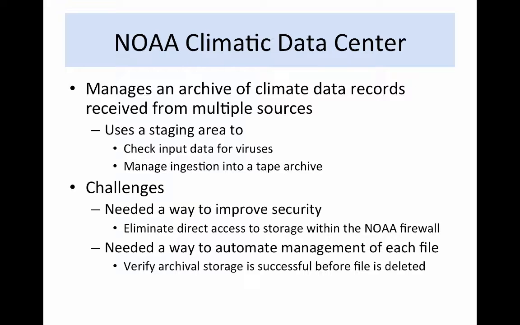Typical tasks include checking that climate records that are sent to NCDC do not have viruses, that the source is a registered data provider, and that data formats are appropriate. An archival information package can be generated capturing this information. There were several challenges with the original systems. Files were pushed into the archive from the staging area, and there was no way to ensure that the archiving was successful before the files were deleted from the staging area.